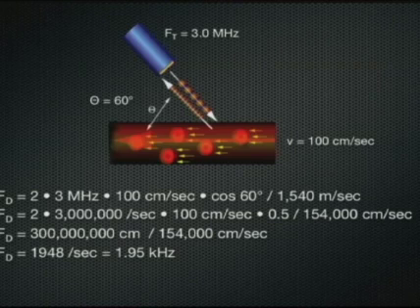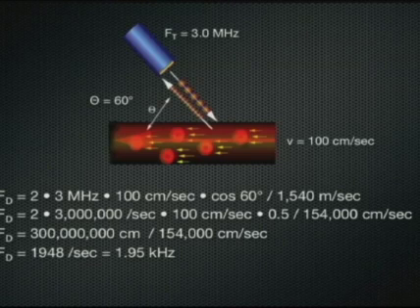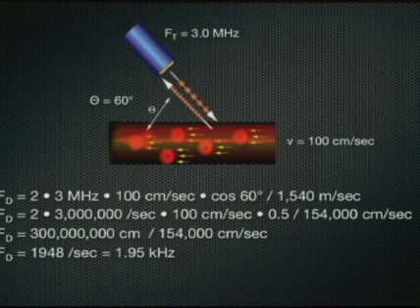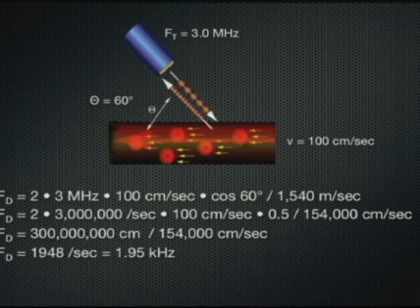When the Doppler angle was 0, the resulting Doppler frequency shift, which is detected by the transducer, was almost 4 kilohertz, whereas at 60 degrees, the Doppler frequency shift is approximately half that. That's because the cosine of 60 degrees is 0.5, and therefore the Doppler frequency shift, represented by a velocity of 100 centimeters per second, is reduced by half from what it would be if we were looking at an angle of 0 degrees.